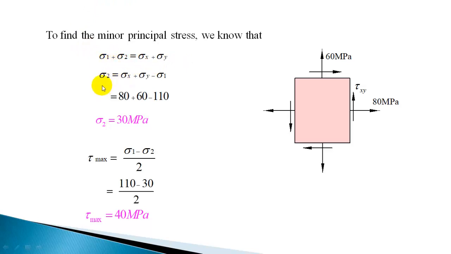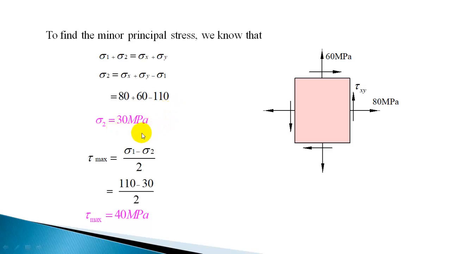From this you can get sigma 2 as sigma x plus sigma y minus sigma 1. So 80 plus 60 minus 110. You get sigma 2 as 30 MPa. So minor principal stress is 30 MPa and major principal stress was given 110 MPa.